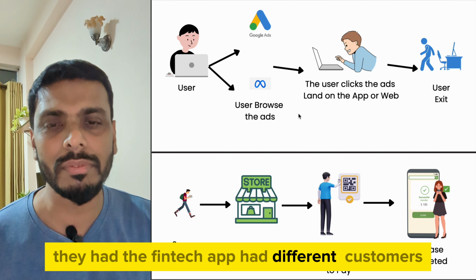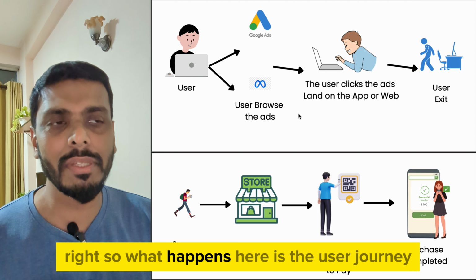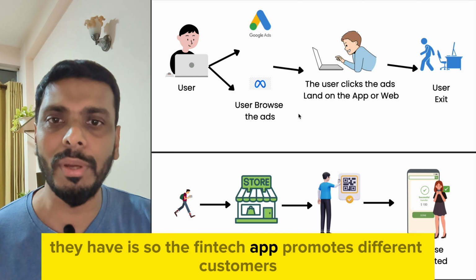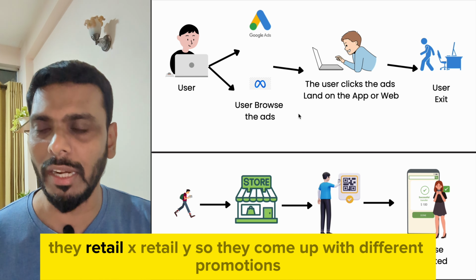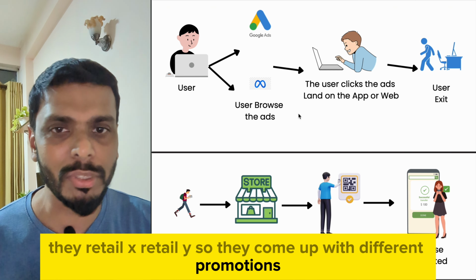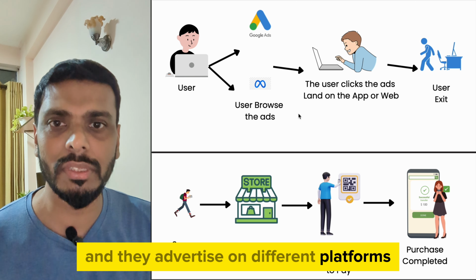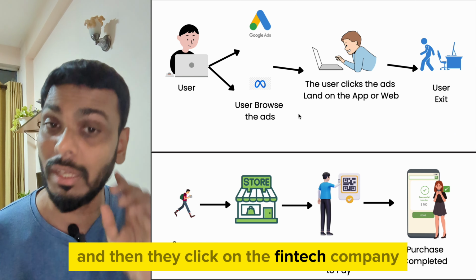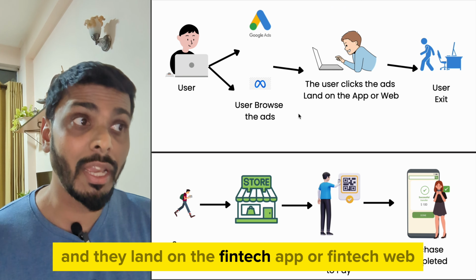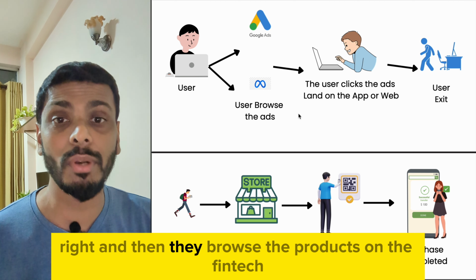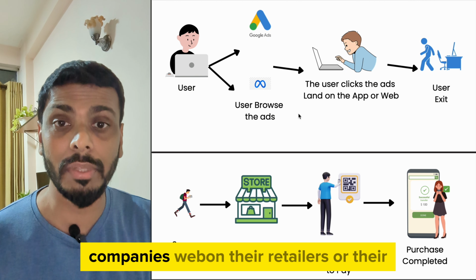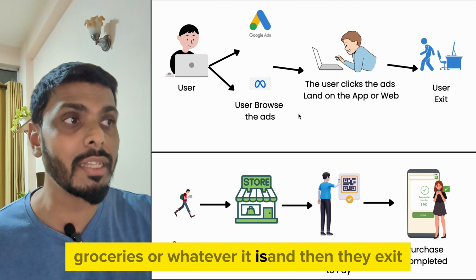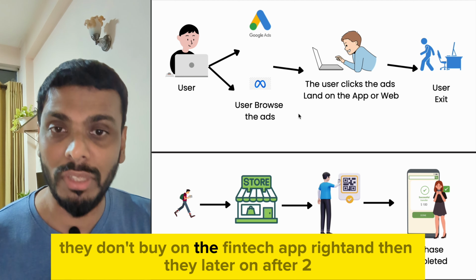The FinTech app had different customers, right? So the user journey is: the FinTech app promotes different customers, say retail X, retail Y, and they come up with different promotions and advertise on different platforms. The user sees the ad from the FinTech company, clicks on it, and lands on the FinTech app or FinTech web. Then they browse the products from the retailers or groceries or whatever it is, and then they exit. They don't buy on the FinTech app, right?